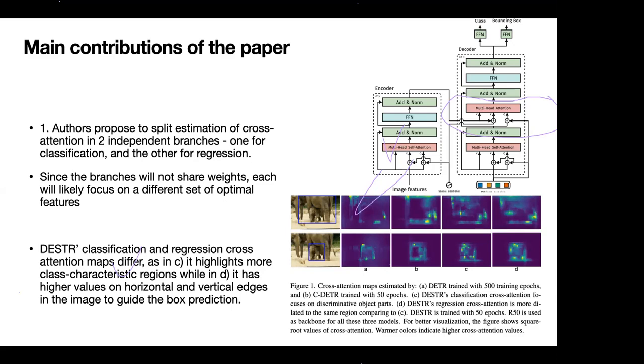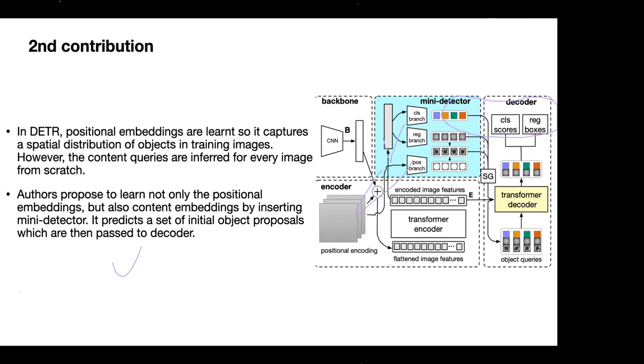Okay, sorry. So the contribution was that in DETR, the positional embeddings are learned so that they can capture the distribution of objects in training images, while the content queries that are passed to the decoder part are inferred for every image from scratch. So the authors propose to learn not only the positional embeddings, but also content embeddings by inserting a mini detector, as you can see on the right in the blue part.